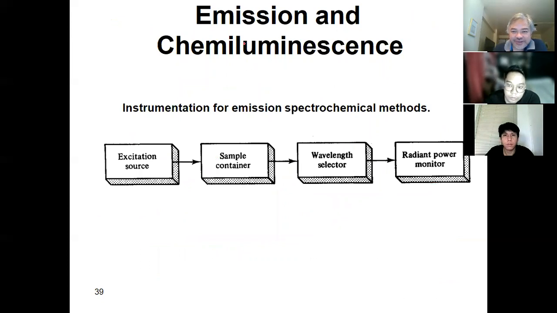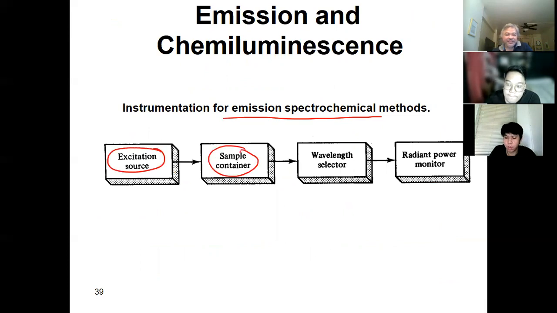Okay, so let's look at the signal that we get from the different methods. So we have here instrumentation for the emission electrochemical techniques. You have here the excitation source, the sample container, the wavelength selector, and the radiant power monitor. Dito sa excitation source, pwede natin ilagay yung encoder. Ito yung tinatawag natin excitation source, the spectrochemical encoder.